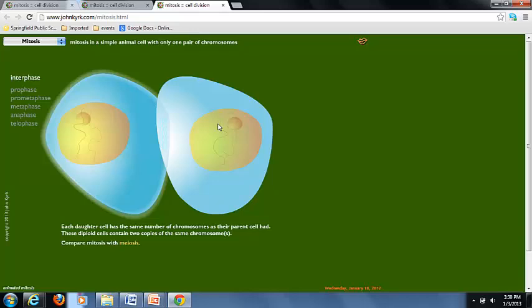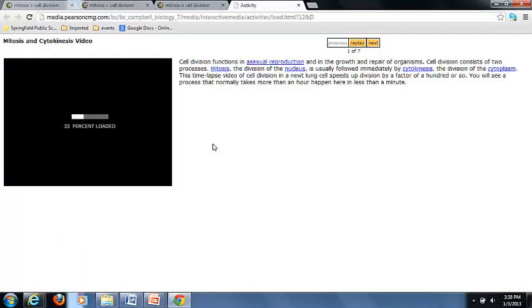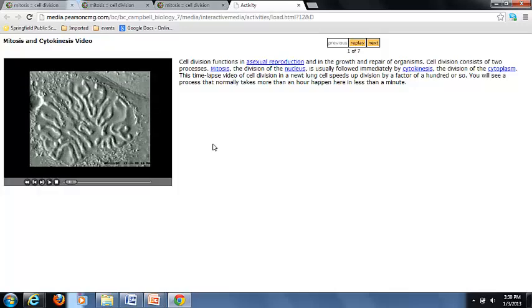So that's a quick review of mitosis. Hopefully you remember most of that. Next thing we're going to go to is a little movie on mitosis. I like this because it's a little more realistic. It shows you a little bit better what this actually looks like.